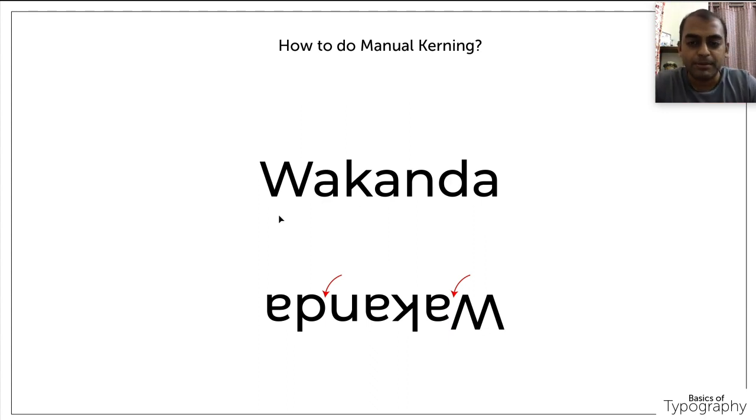For example, this here it looks perfect. If you see, the spacing between A and N seems to be more compared to the spacing between N and D, because these two are flat lines. A is a flat line, N is a flat line, so here the spacing is more. But if you see N and D, the spacing is comparatively less.